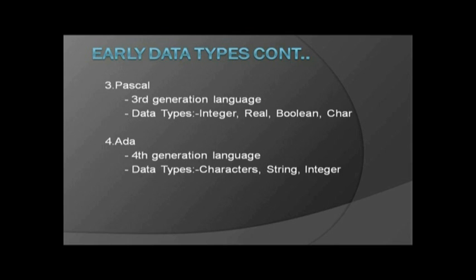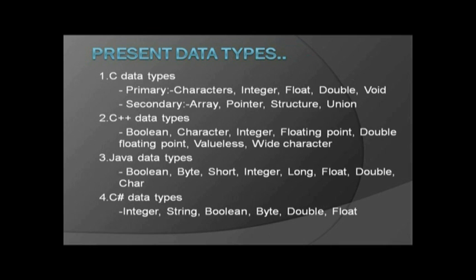Pascal. Pascal was a third generation language. Pascal supports 4 standard data types, which are integer, real, boolean, and char. Ada. Ada was a 4th generation language. It has 3 data types: character, string, and integer. Then we discuss what the present data types are.